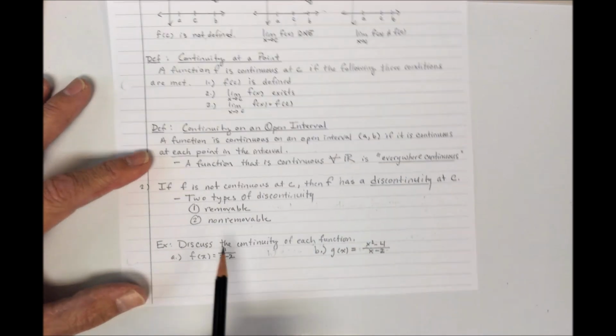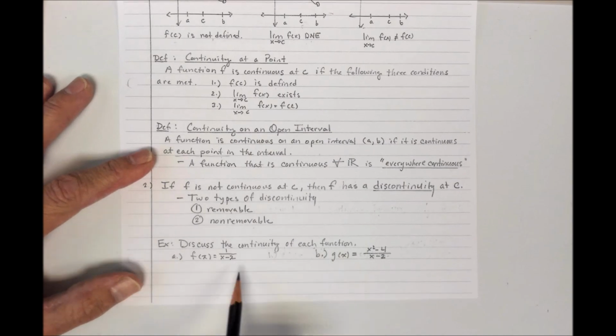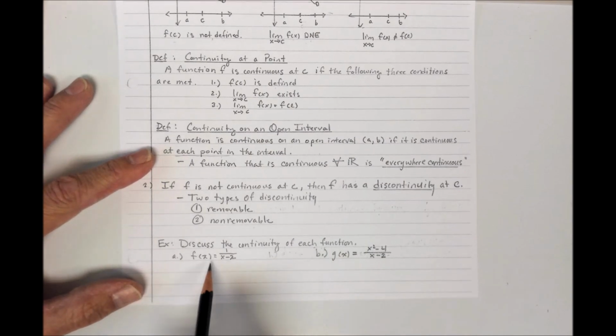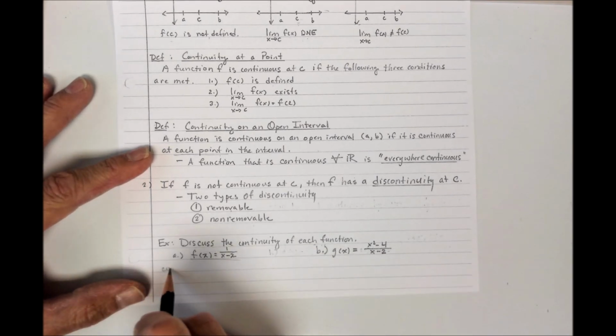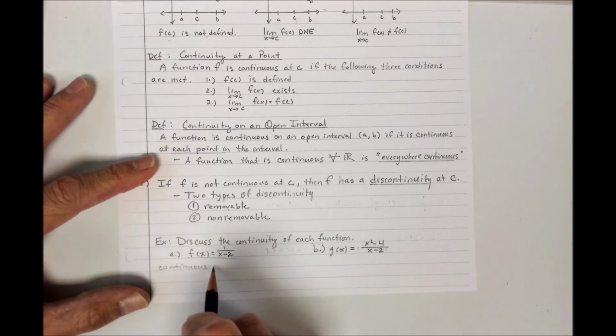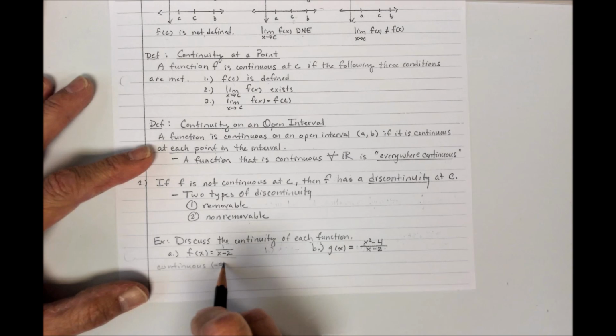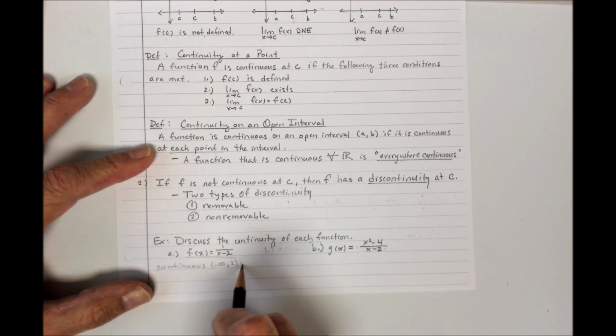Now it says discuss the continuity of each one of these functions. Well, at each one of these functions here, we have a rational function here at a. Notice that x cannot be 2. We would have graphically a vertical asymptote at x equals 2. So if it said discuss the continuity, we would say it's continuous from negative infinity to 2 and from 2 to infinity.